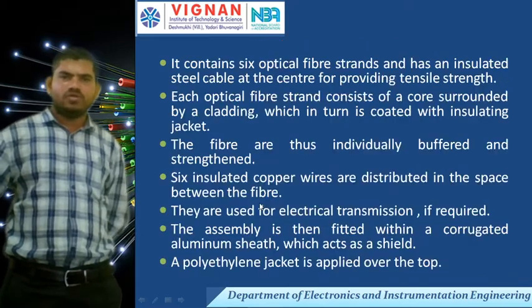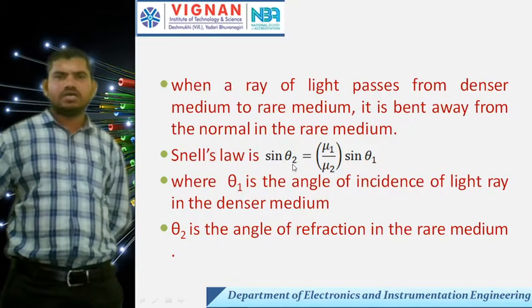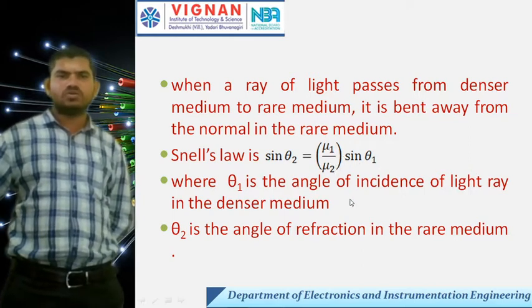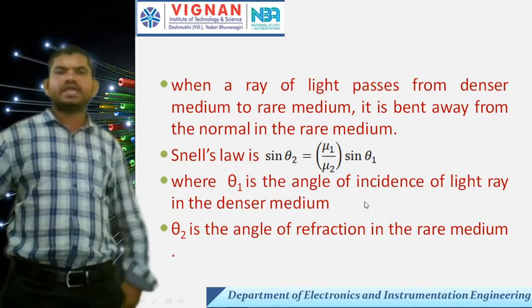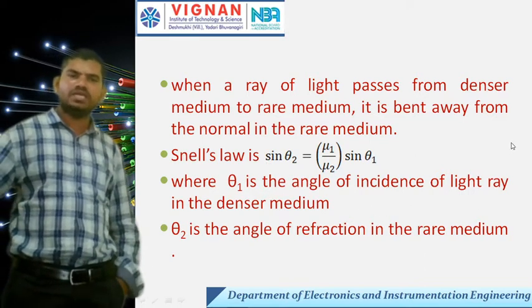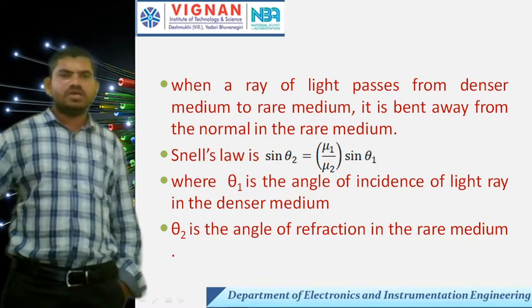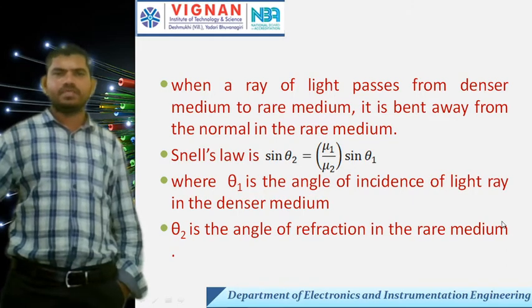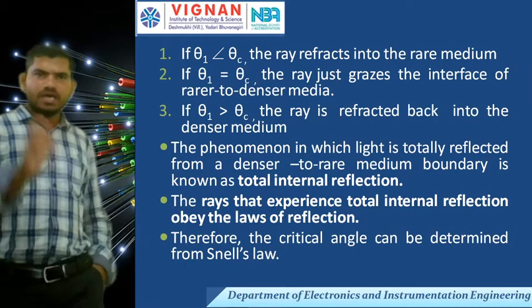Okay, using Snell's law, mu1 sin theta 1 is equal to mu2 sin theta 2. From this, sin theta 2 I can write as mu1 by mu2, or else n1 by n2, times sin theta 1, where theta 1 is the angle of incidence of the light in the denser medium, and theta 2 is the angle of refraction in the rarer medium. Clear? Next.